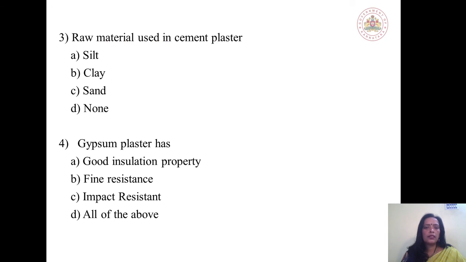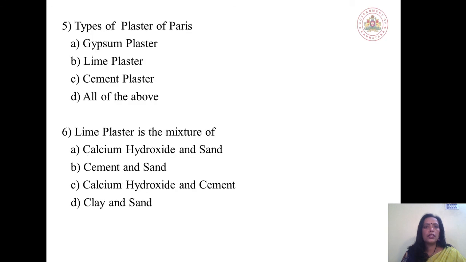The gypsum plaster has good insulation property, fire resistance, impact resistance, or all the above. So the answer is all the above. The types of plaster: gypsum plaster, lime plaster, cement plaster. It is all the above. The lime plaster is a mixture of calcium hydroxide and sand, cement and sand, calcium hydroxide and cement, or clay and sand. So it is calcium hydroxide and sand. Sand is used as a filler material here.